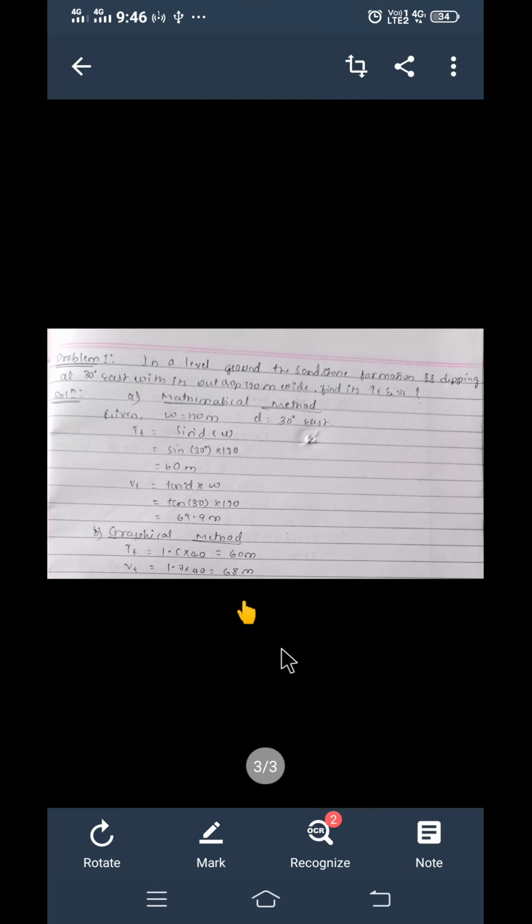So let us move to an example. In a level ground, the sandstone formation is dipping at an angle of 30 degrees towards east with its outcrop 120 meter wide. Find its true thickness and vertical thickness. What is given? The width of the outcrop, the width of the rock bed, is 120 meter, and the rock bed is dipped at an angle of 30 degrees towards east.